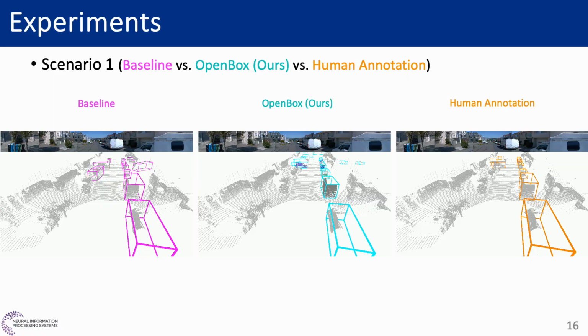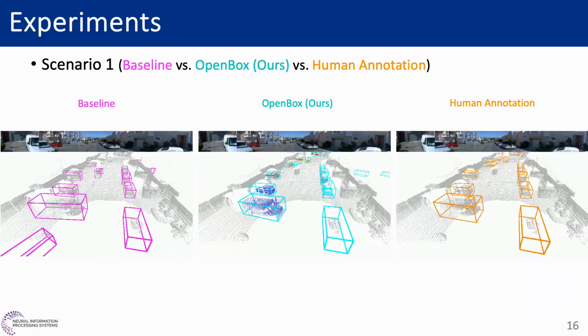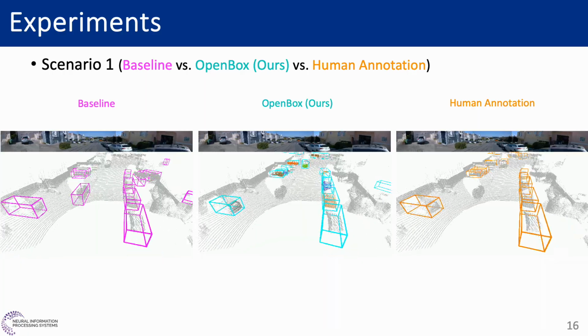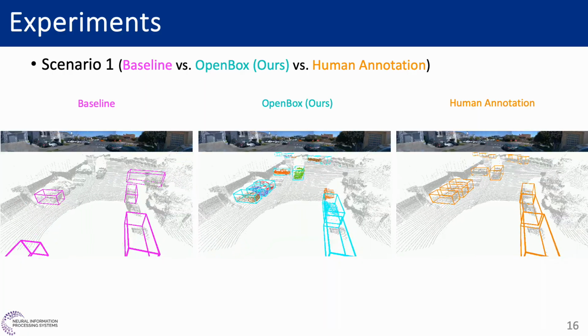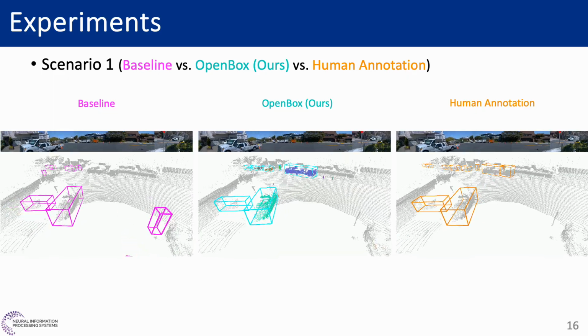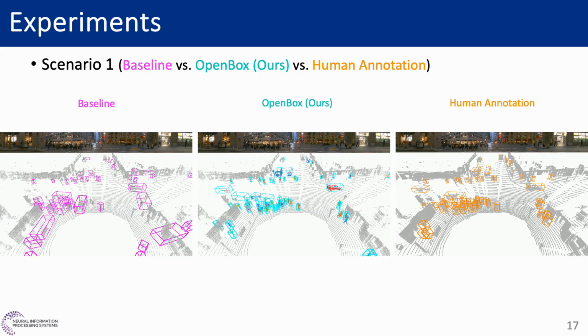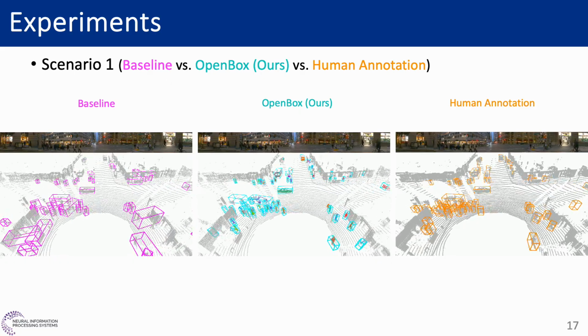Scenario 1 compares other automatic annotation methods, OpenBox, and human annotations. As shown in the video, our method produces fewer false positives and achieves more accurate localization than the baseline. We observe that the method maintains strong performance even in crowded, complex pedestrian scenes.